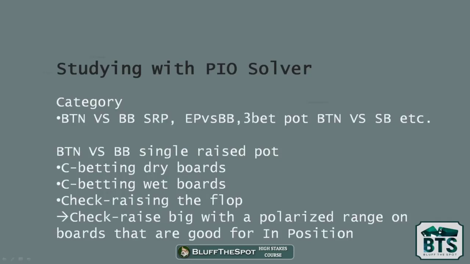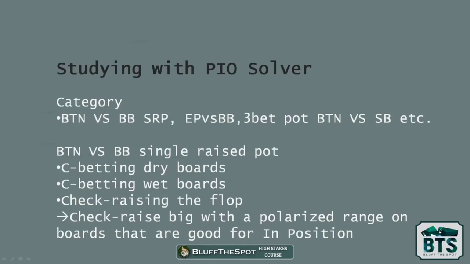So this is what a knowledge file would look like. You can use Word or a text file, whatever you like. So first we're gonna name the category. For instance, button big blind single raise pot, early position big blind, 3-bet pots, etc. For this example, let's use button big blind because that's what we've been looking at so far. So I just write down button big blind, and now I'm going to only write about button big blind.